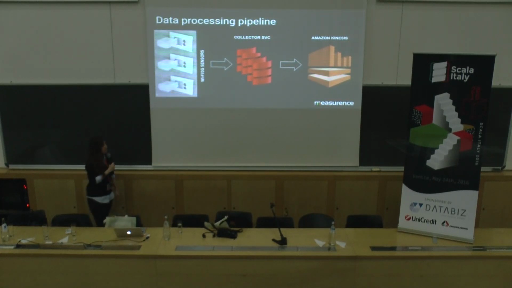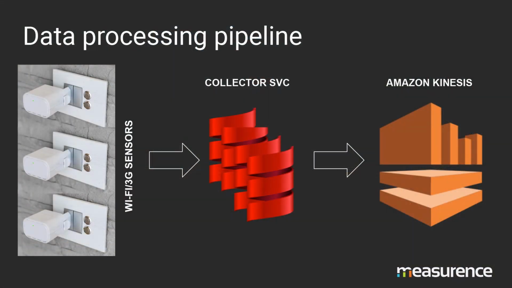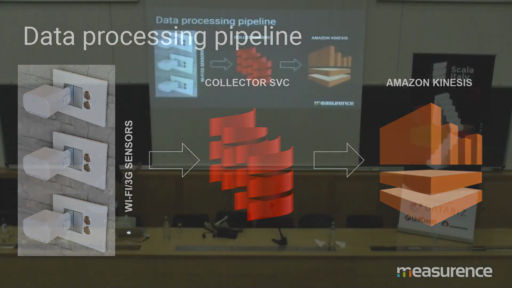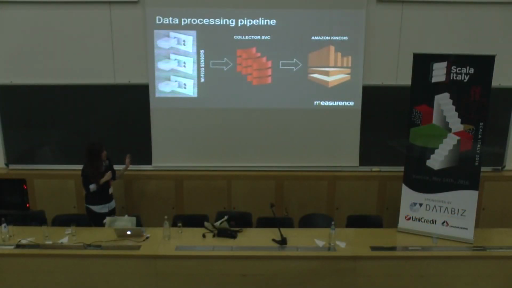If you're wondering where this data will finish at the end, I can tell you that we have another service whose purpose is to grab the data from Amazon Kinesis and store it in Cassandra. But this is beyond the scope of the talk. Perhaps we might hold another talk about this. So let's now concentrate on our data ingestion and processing pipeline. And now we will see how we implemented the collector service at the very beginning.